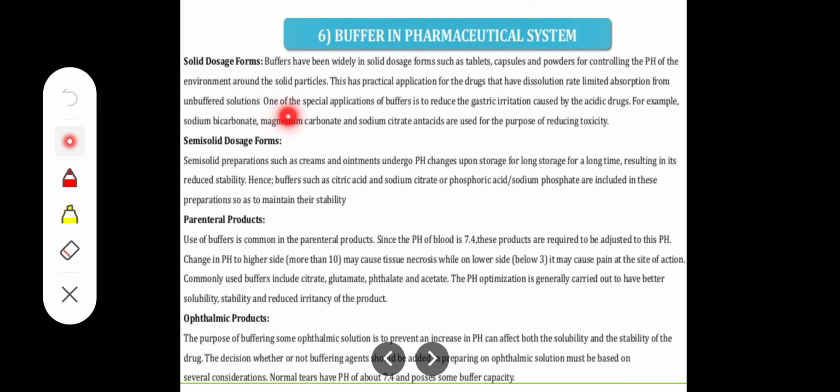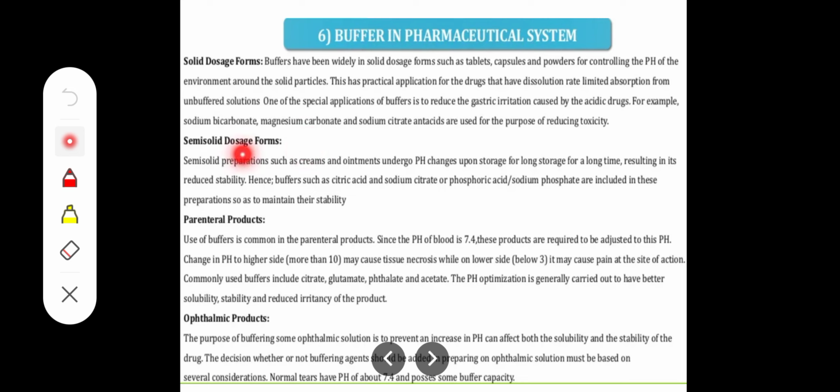One special application of buffer is to reduce the gastric irritation caused by an acidic drug, right? The stomach environment is acidic, so gastric irritation may be caused by the acidic drug. Acid is already there in the stomach and the drug also has an acidic nature, so with a buffer we can maintain a particular pH. For example, sodium bicarbonate, magnesium carbonate, and sodium citrate are antacids used for the purpose of reducing toxicity, right?